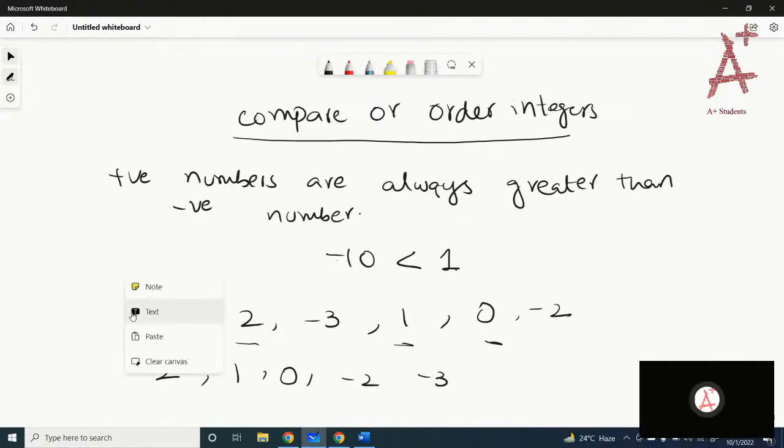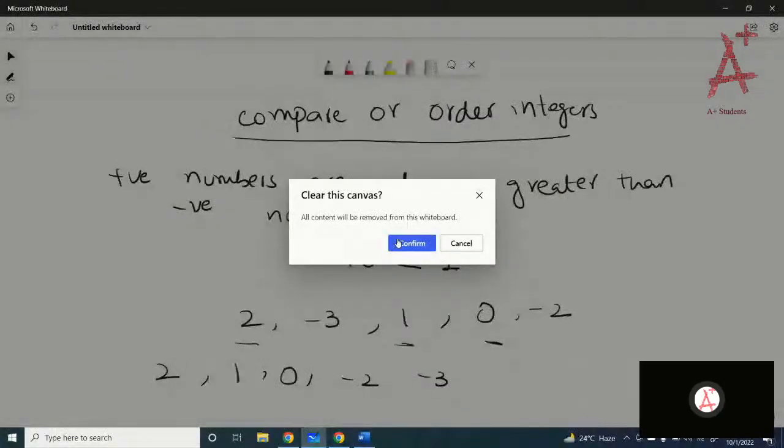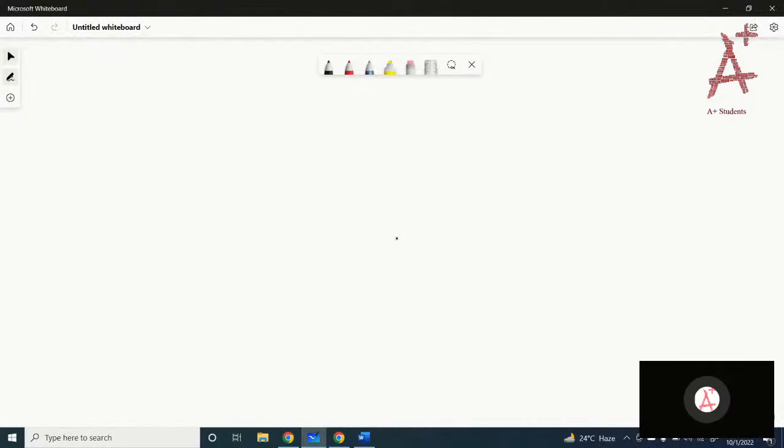Okay, let's start with the examples. Which sign makes the statement true? You have to compare 2 and negative 1. Yes, I just told you positive numbers are always greater than negative numbers. So 2 is greater than negative 1. Got it?